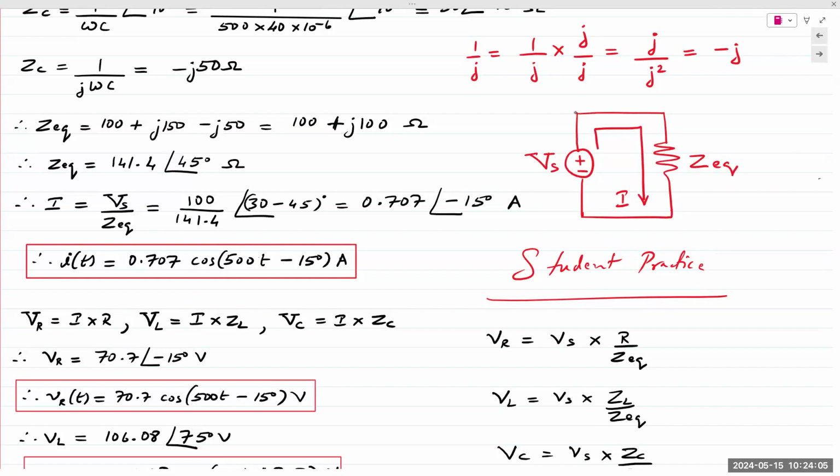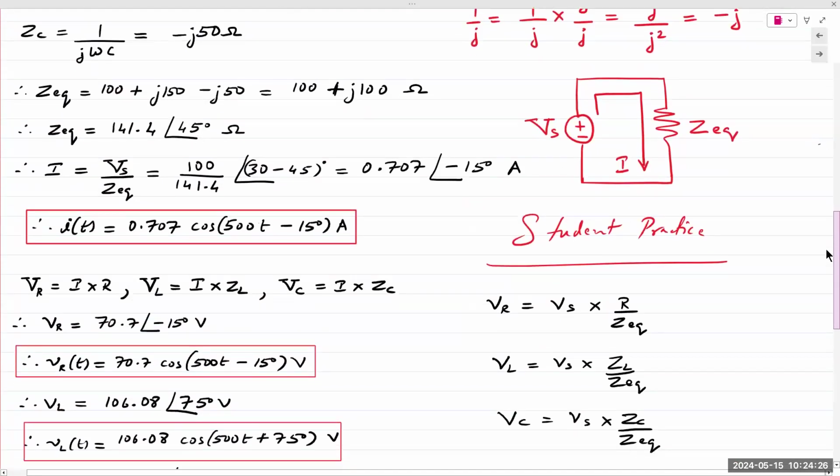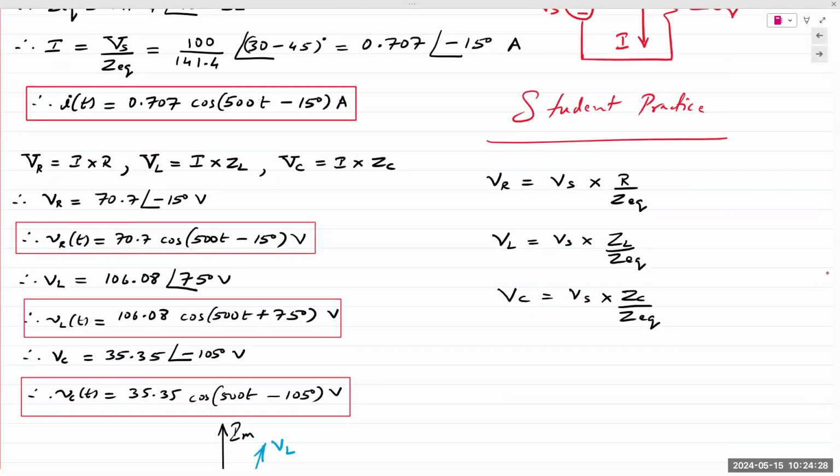That current I is the same for all four components, the voltage source and R, L, and C. It's a series circuit, so the current is shared by all four. Right? Going back to the original circuit, I is the same for all four components. So it becomes I equals VS over ZEQ. You perform the calculation, you get current I with a magnitude of 0.707 and a phase angle of minus 15.